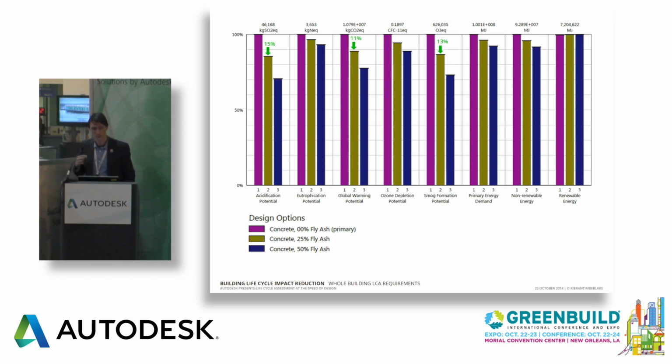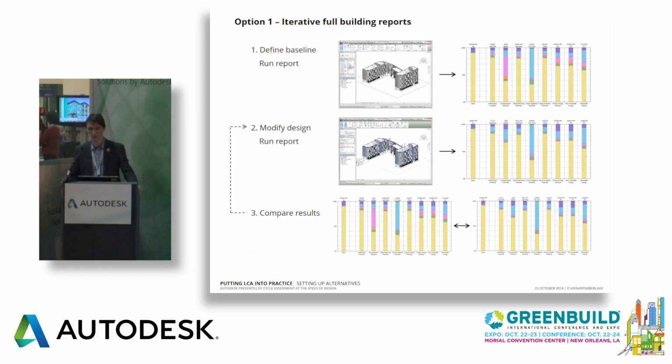So just to reiterate the last case study that I showed you, where we saw that impact reduction due to the fly ash substitution, indeed that option with 25% would meet the threshold. That is, we have a 15% reduction in acidification, 11% in global warming, and 13% in smog formation. So, problem solved.